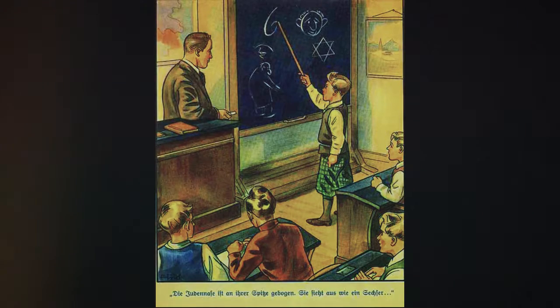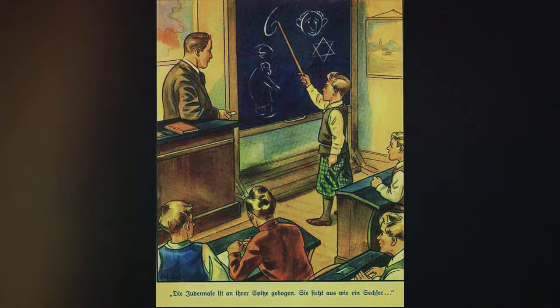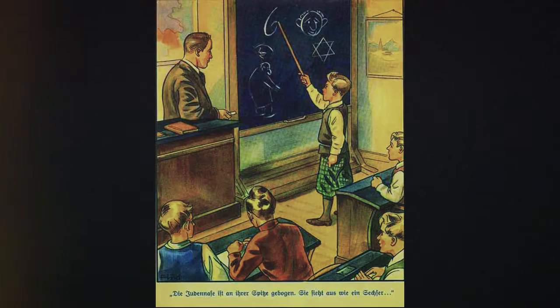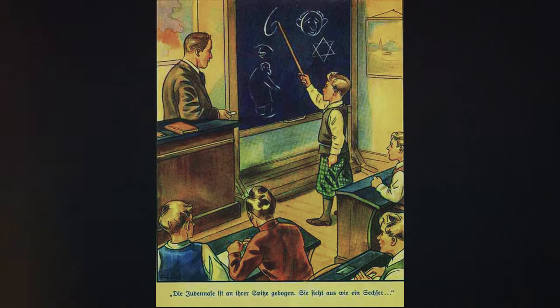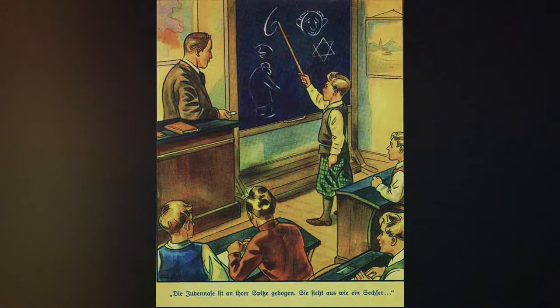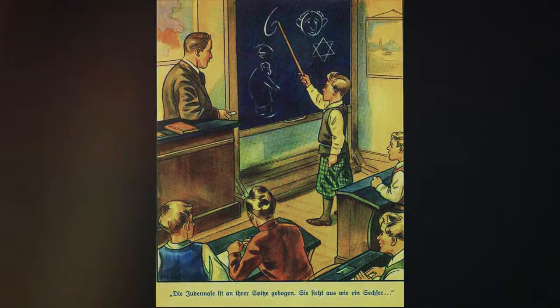One of the books, Der Giftpilz, influenced kids by teaching them negative characteristics about Jewish people. It taught the kids that Jews have bent noses that look like the number 6, as you can see in this picture. In addition, the Jews had puffy lips, fleshy eyelids, and a deceitful look. By the end of it, it claimed that the Jewish people were responsible for the murder of Jesus.